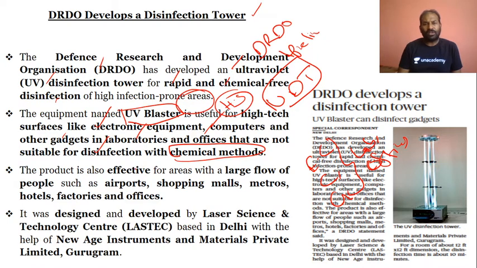And this product is also effective with a large flow of people. So the UV blaster can be used wherever there are a large number of people, that is, where a large gathering is happening. That is in regards to airports, shopping malls, metros, hotels, factories, and offices.